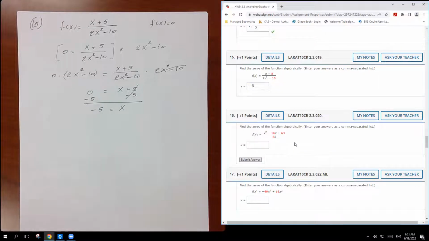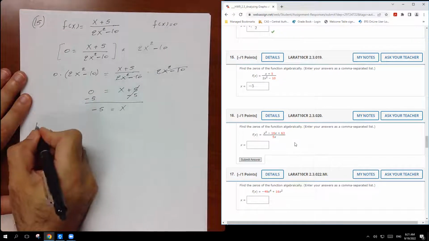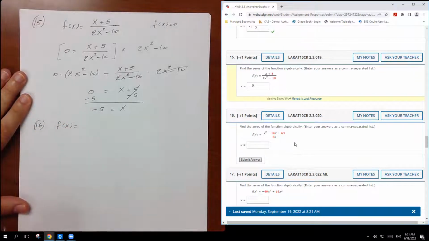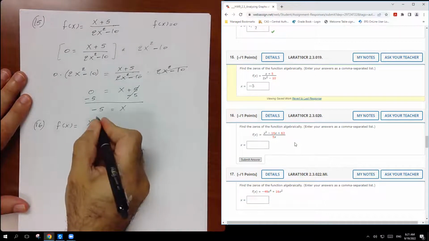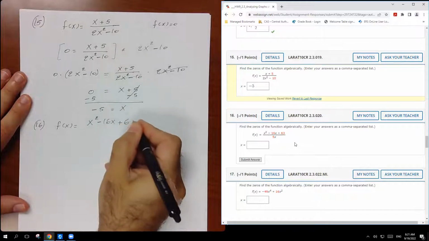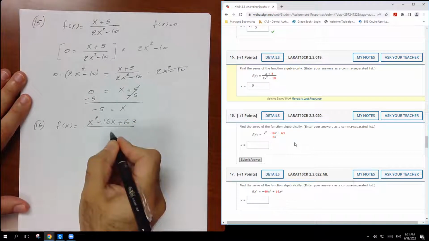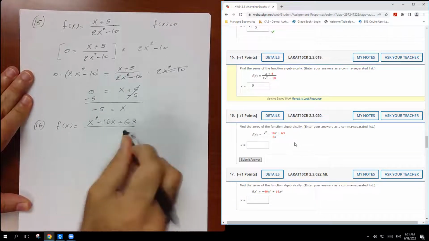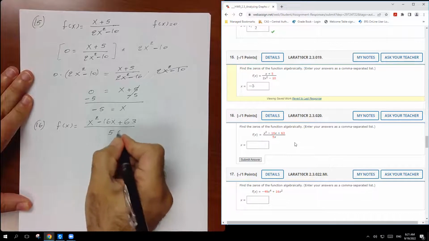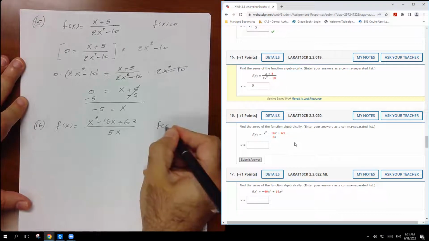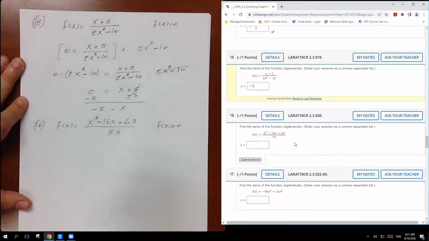With example 16, it's a little bit different, and you will see what the difference is. So we have f of x equals x squared minus 16x plus 63 over 5x. What I'm going to do with this one is exactly the same thing. F of x equals 0. I need to find the zeros.